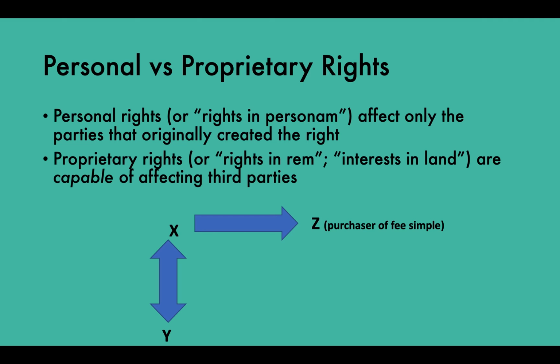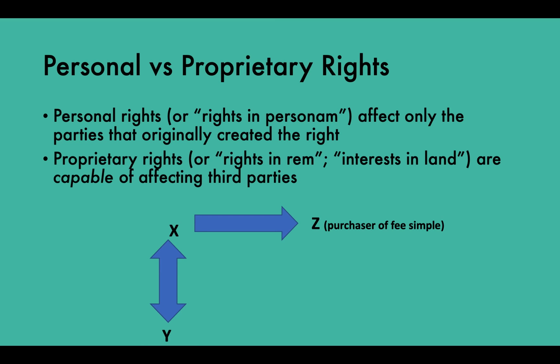Now, personal rights or rights in personam affect only the parties that originally created the right. So let's say X here. Looking at the diagram below, X, like Claire, is the owner of a freehold estate in land. Now let's say X and Y agree between them that Y will have a right over X's land. Then let's say X sells the land onto Z, the purchaser of the fee simple or the purchaser of the freehold.